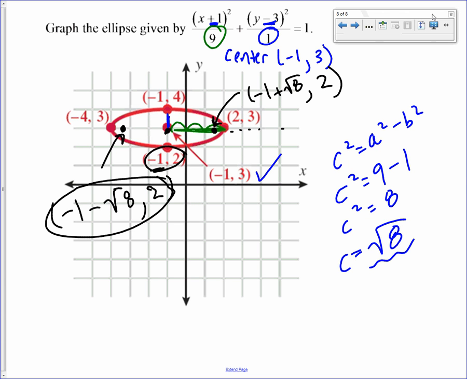So that's it for your notes. We are going to be using these for the next few classes. Come in ready to graph ellipses. We're going to start with just ellipses at the center next class.